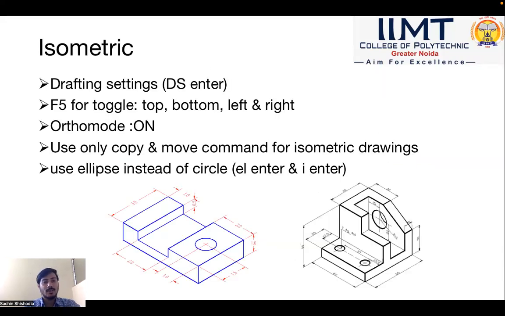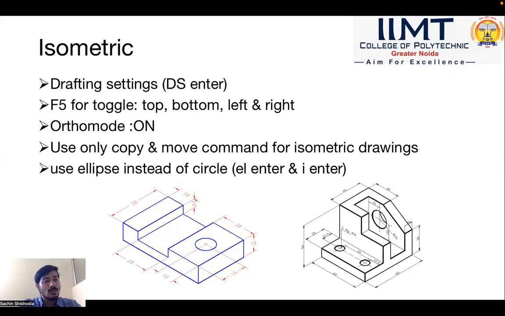Next is the isometric drawing. The drafting settings we can change to isometric: first we type DS, enter. Then we toggle positions by using the F5 key: top, bottom, left and right. So by toggling position we can develop the drawing.